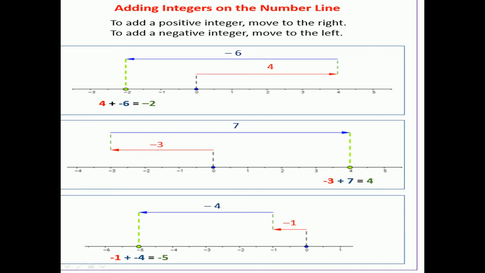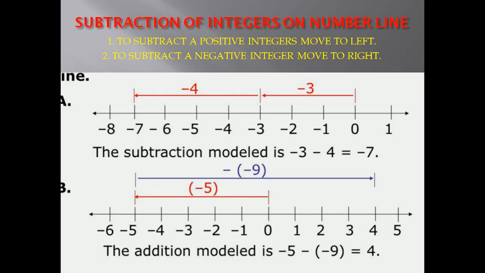Again, one more example is there. You have to add -4 to -1. Which rule will we follow? This is -4, a negative integer. We will follow the second rule. So first of all, we will move from 0 to -1, then 4 steps to the left side: 1, 2, 3, 4. Where do we reach? We reach at -5. So -5 is the answer. So these are the rules for addition.